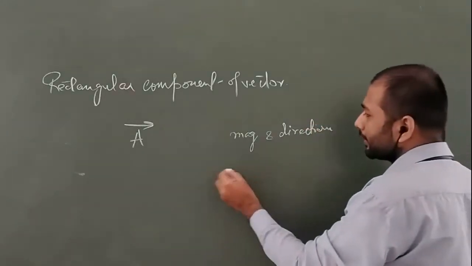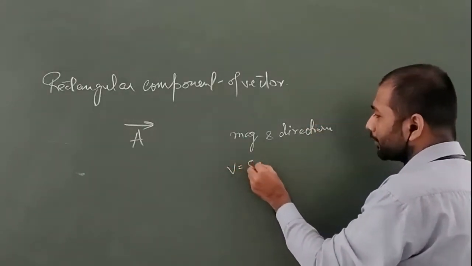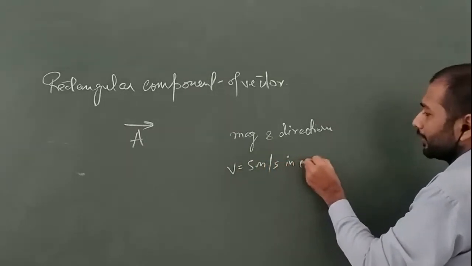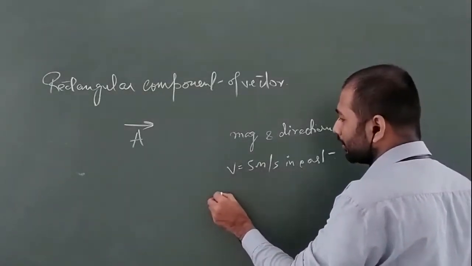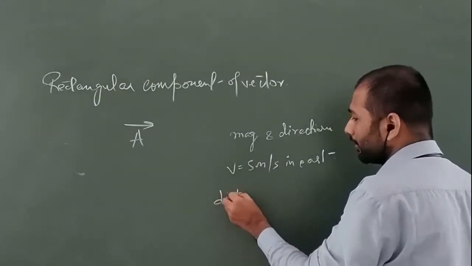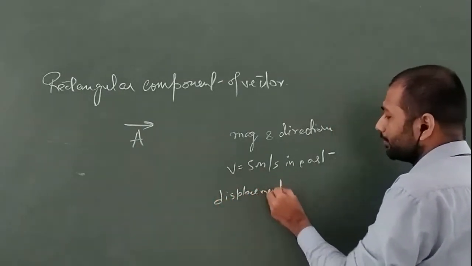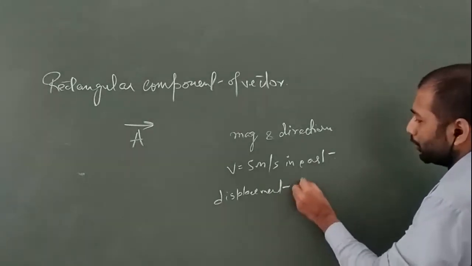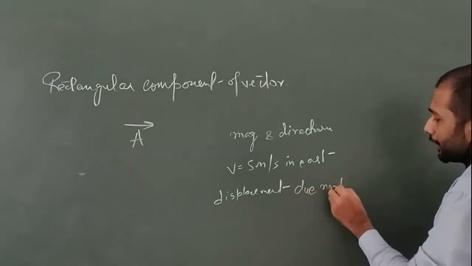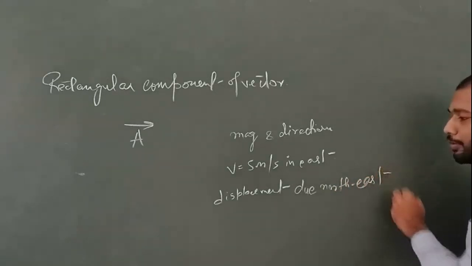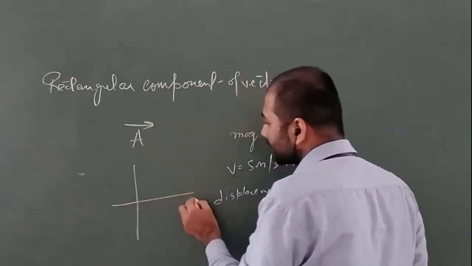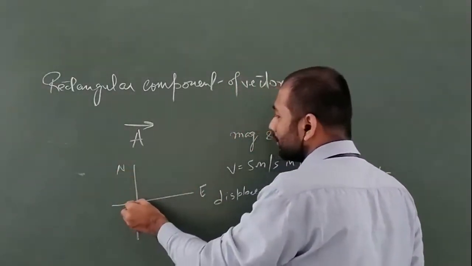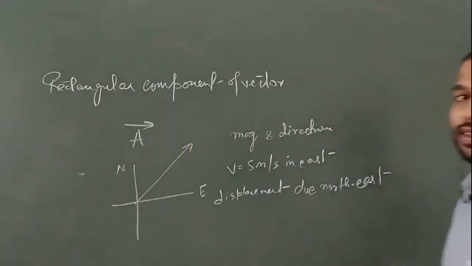So if I say the body is moving with a velocity of 5 meter per second in the east, this is what I am representing as a vector. Similarly, if I say the body has a displacement in the due northeast direction, what is the meaning of this? That this is our east and north, and the body moving along this way is having a displacement.